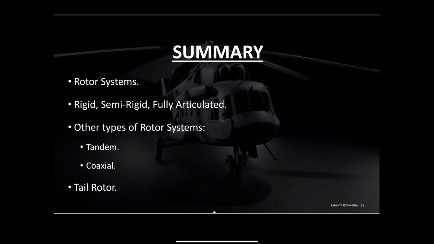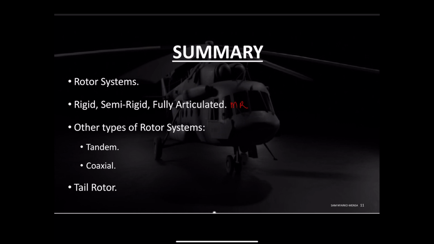To summarize what we've done right now, we talked about the rotor systems. We talked about the 3 types of main rotor systems: the rigid, semi-rigid, and fully articulated systems. We talked about the other types of rotor systems, which are the tandem and the coaxial.